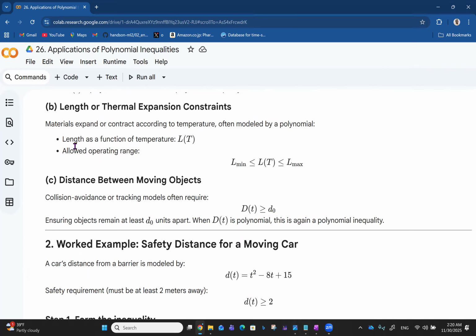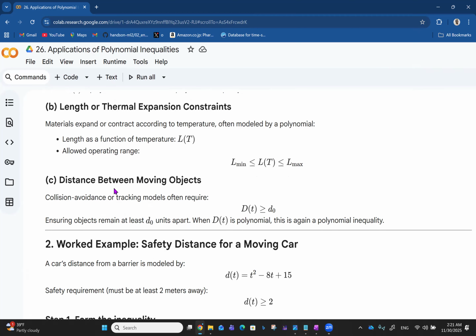All right. So we can model that kind of thing like this: we can look at length as a function of temperature, so L of T. So we can then have an allowed operating range, that the minimum length is less than or equal to the length, whatever length we are talking about, as a function of temperature, which lies between the minimum length and the maximum length.